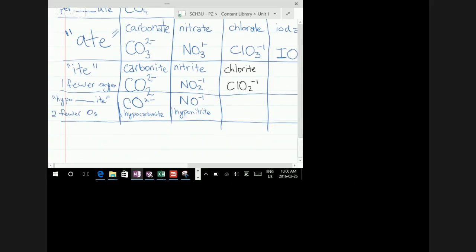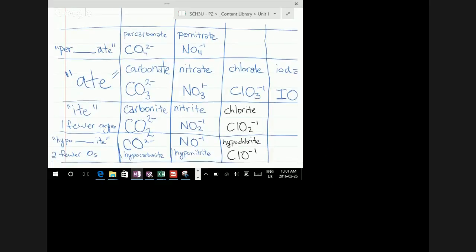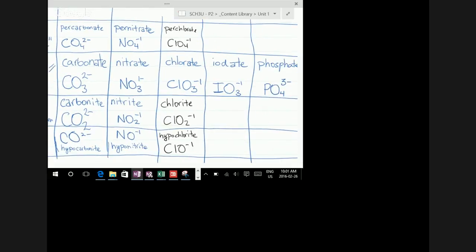What if we had just ClO? What if it just had 1 oxygen? Still a -1 charge. We would call that hypochlorite. Good. What if instead of ClO3 it had 1 more oxygen? What would we call that then? Perchlorate. And what would its formula be again? ClO4, -1. Good.